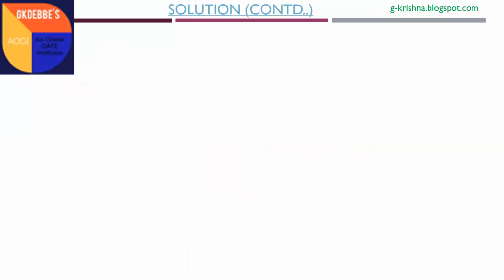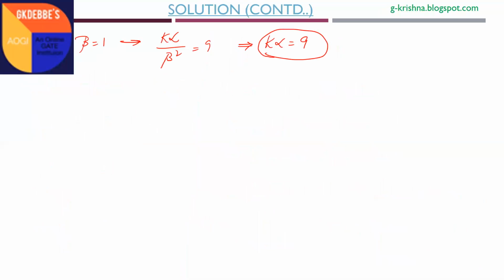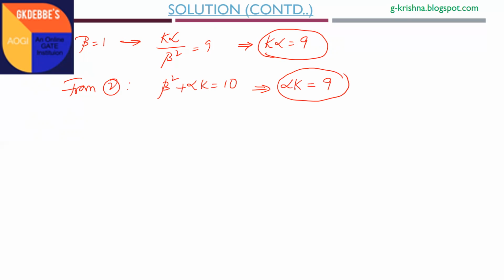When you select beta as 1, from the first equation, K alpha by beta square is 9, so substituting beta equal to 1, you'll get K alpha equals 9. Even if you see the next equation, beta square plus alpha K equals 10, which is the second equation, substituting beta equal to 1, from here also alpha K will be 10 minus 1, which is 9 only. So for beta, definitely it will be 1.